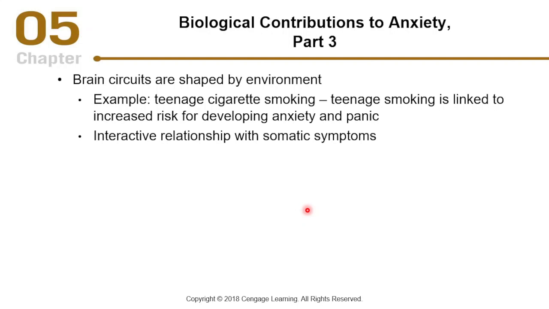Okay. So, another is that, remember the concept of plasticity. So, the brain circuits are shaped by our environment. So, a good example of this one is when smoking cigarettes are linked to increased risk for developing anxiety and panic. So, ito yung nakita nilang study. Bakit may ganon? If you would remember, teenagers are not supposed to be smoking, 'di ba? Parang sa society natin, it's a big no-no. So, more or less, a lot of teens would tumatakas para makapanigarilyo, and they would do that in hiding.